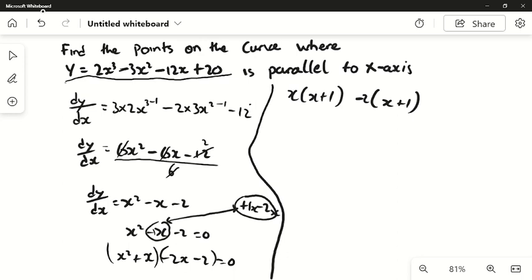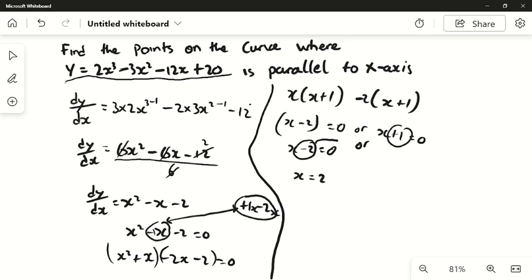So what we have for the outside is x minus 2 is equal to 0. So we choose any one, so we have x minus 2 equals 0, or x plus 1 is equal to 0. Taking this over the equality sign changes to plus, so we have x equals 2, and taking plus 1 over the equality sign changes to minus, so we have x equals minus 1.